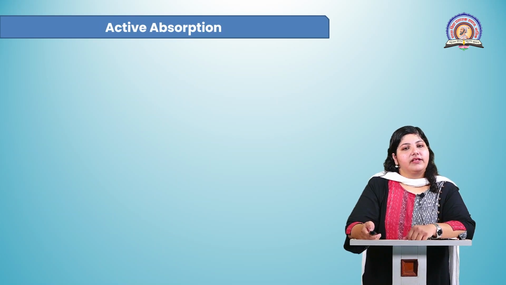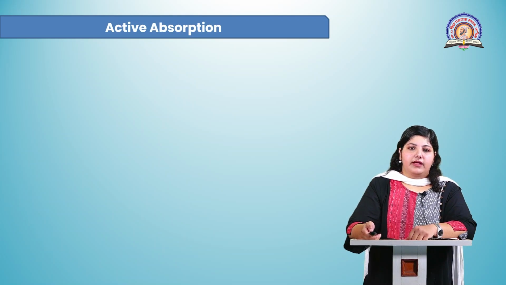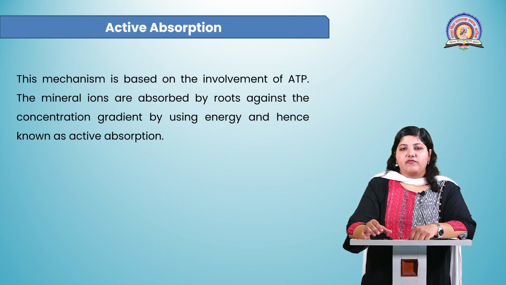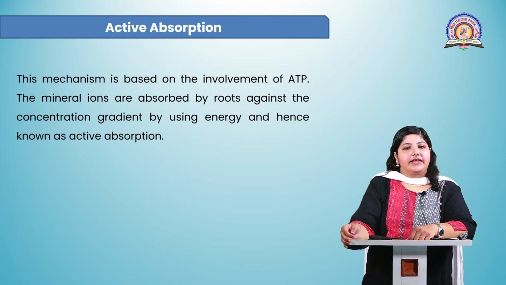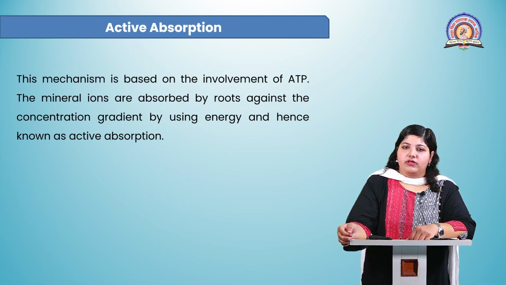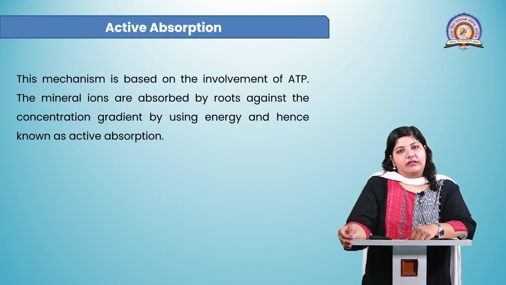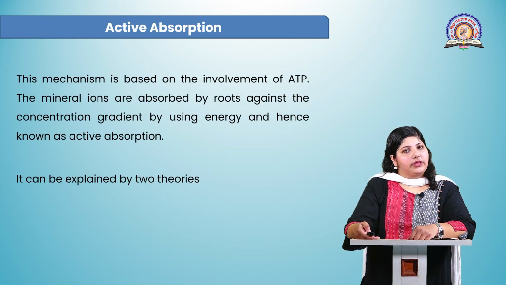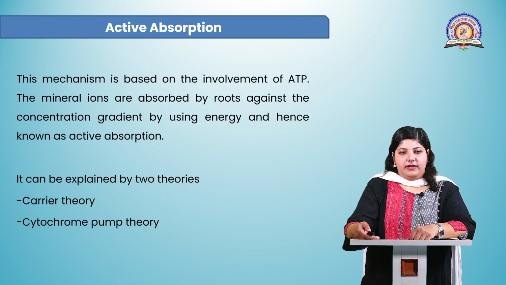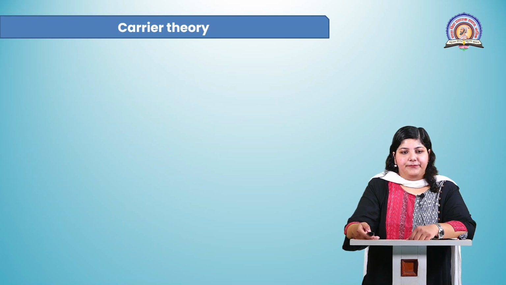The next type of absorption which we will be seeing now is active absorption. In active absorption, the involvement of energy, or the involvement of ATP, can be seen. This mechanism is based on the involvement of ATP. The mineral ions are absorbed by roots against the concentration gradient by using energy, and hence it is known as active absorption. Active absorption is also explained by two theories. First is the carrier theory, and the second one is the cytochrome pump theory. Let us see each of these theories one by one.